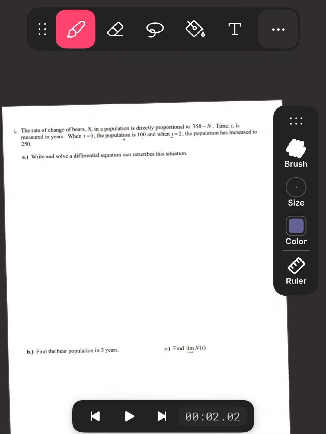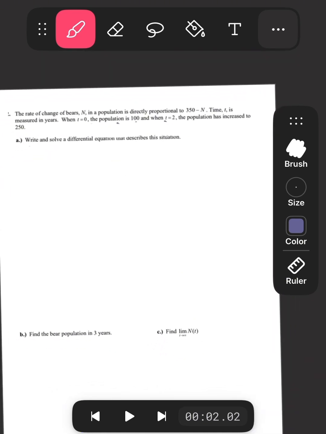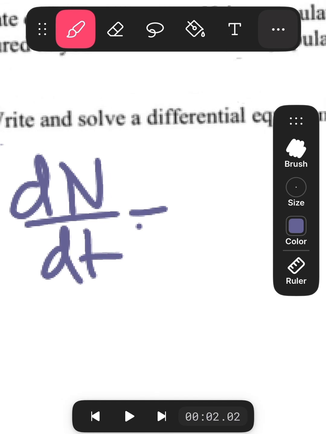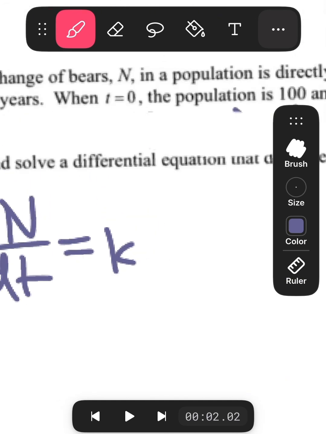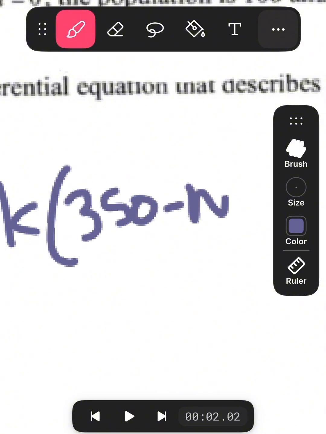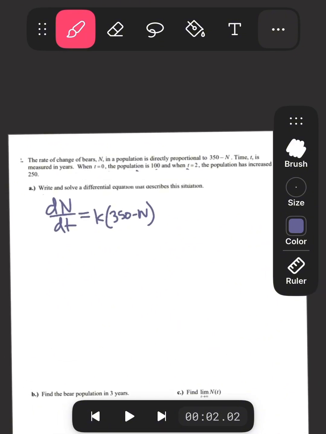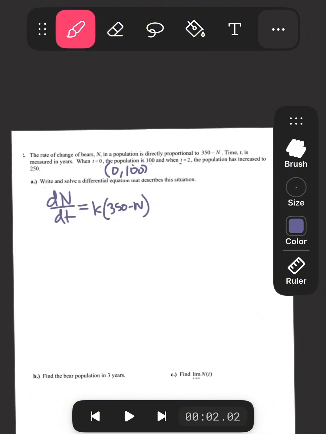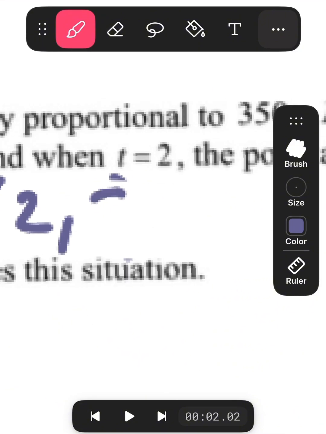Okay, moving on to the more complicated stuff. Here is a word problem. The rate of change of bears in a population is directly proportional to 350 minus n. Basically, I just translated that first sentence into the math notation we've been talking about. Time t is measured in years. When t equals 0, the population is 100. When t equals 2, the population has increased to 250.